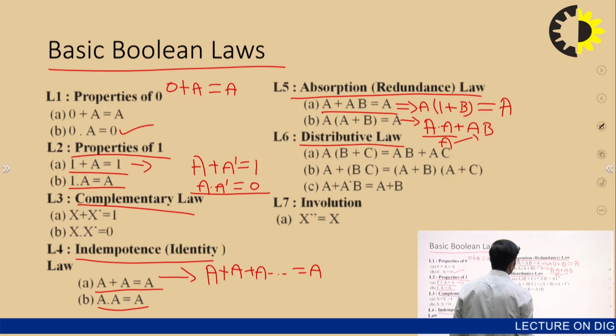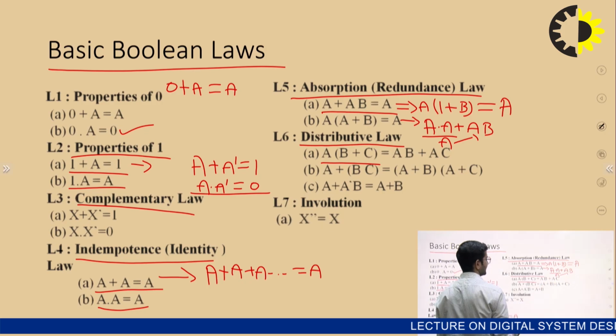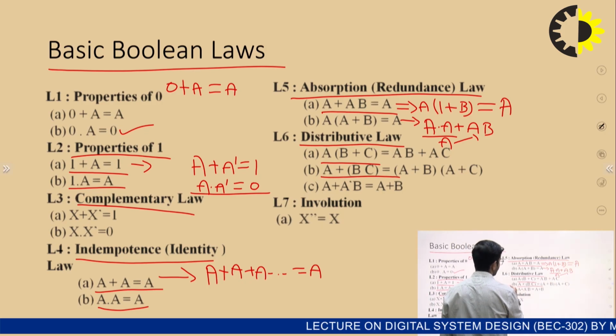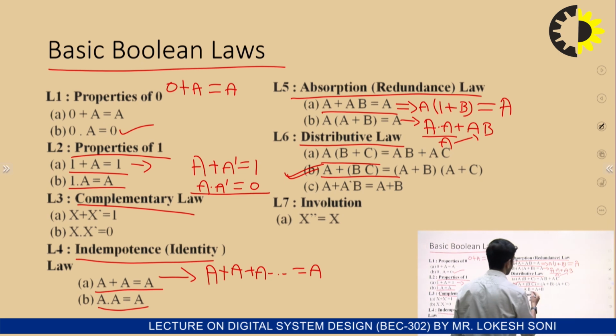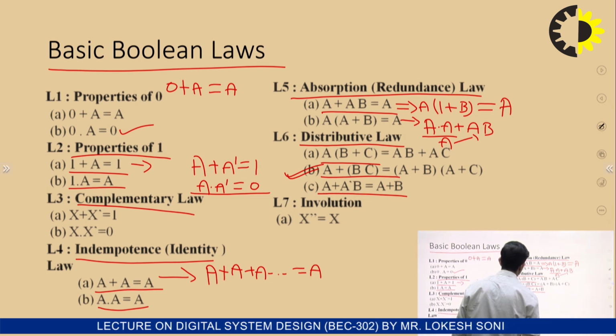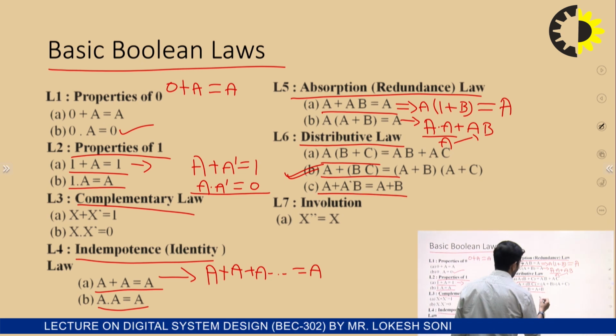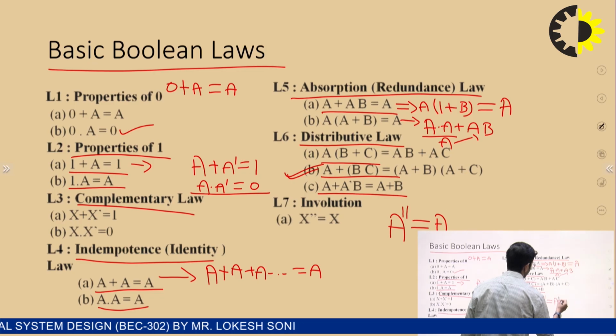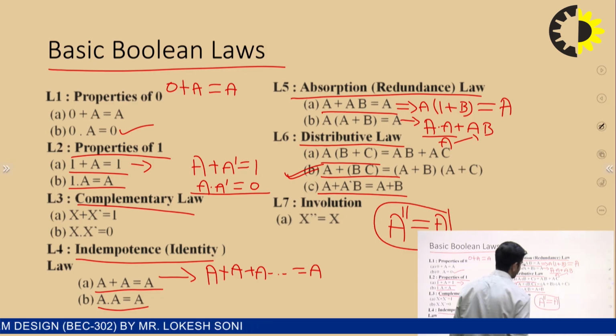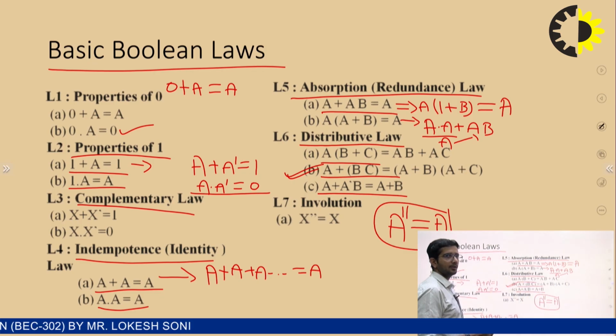Again, the distributive law says that a into b plus c is nothing but ab plus ac. We just have to open the brackets. A plus bc, this is an important property. A plus bc can be written as a plus b into a plus c. And involution property says that if we take the complement of the number 2 times, it will be nothing but the original number. Means double complement of a is nothing but equal to a only.